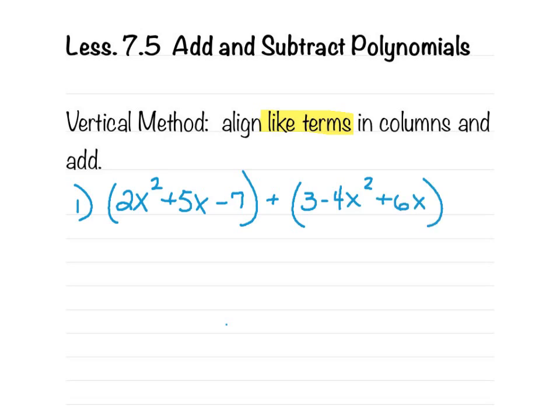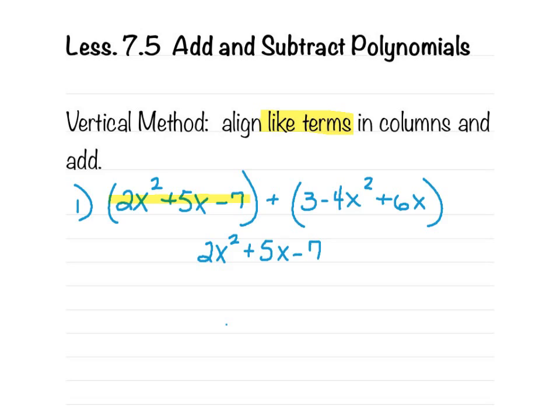So here we are adding two trinomials, and what we'll need to do is set these up vertically, aligning like terms. So we will always write our polynomials in standard form, in other words, with the variable exponents from greatest to least. So the first of our trinomials is already in standard form, so we don't need to rearrange the terms. We can write it down as is. 2x squared plus 5x minus 7.